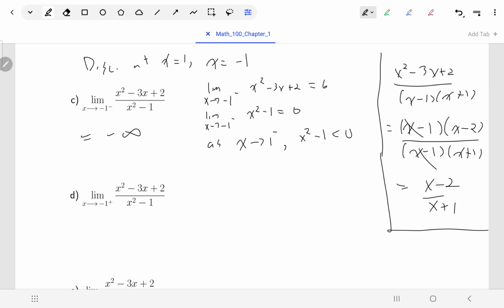Same sort of reasoning I'm going to say for here. So similarly, x going to -1 from the right, the numerator is going to go to 6 in that direction as well. And for the denominator, that's also going to go to 0.